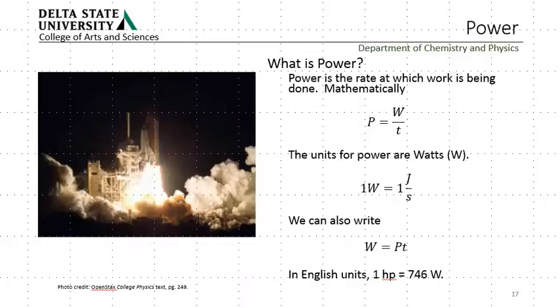Or you could say the amount of energy or the amount of work done is the total power times the amount of time that power is applied. And if you want to convert to the old English units, 1 horsepower is 746 watts. 746 watts is the energy put out or consumed by about 10 bright light bulbs. It's about 1 horsepower.